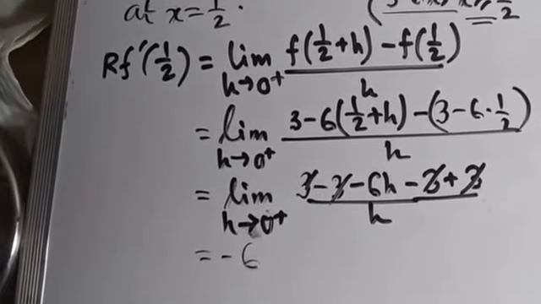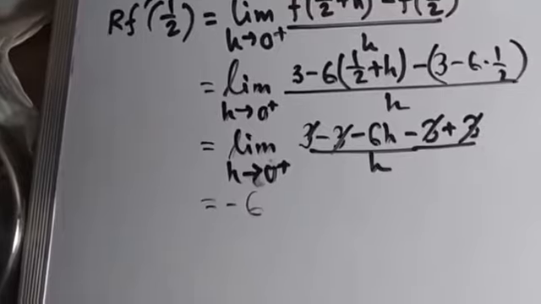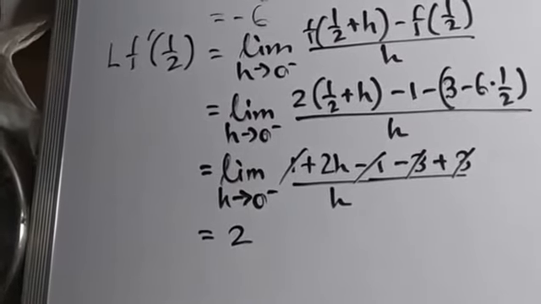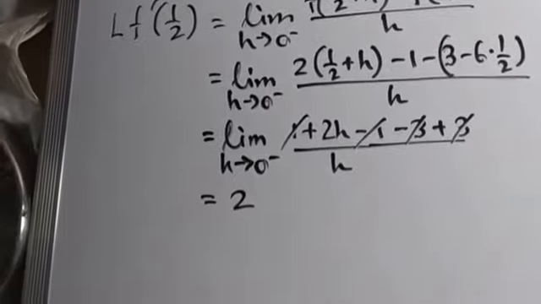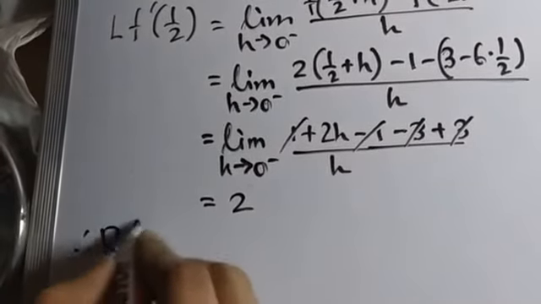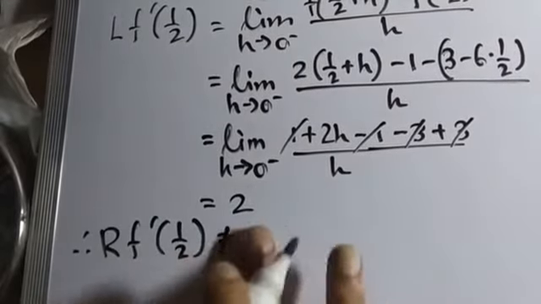And now let us calculate the left hand derivative at the point half. So this is the left hand derivative at the point half. So clearly the right hand and left hand derivatives are not equal here. So we can say that the function is not differentiable at the point half.